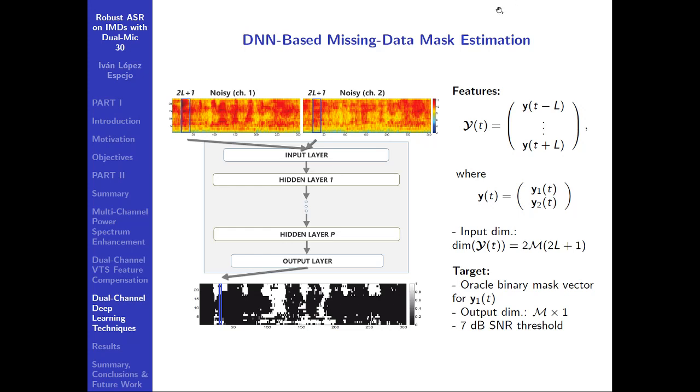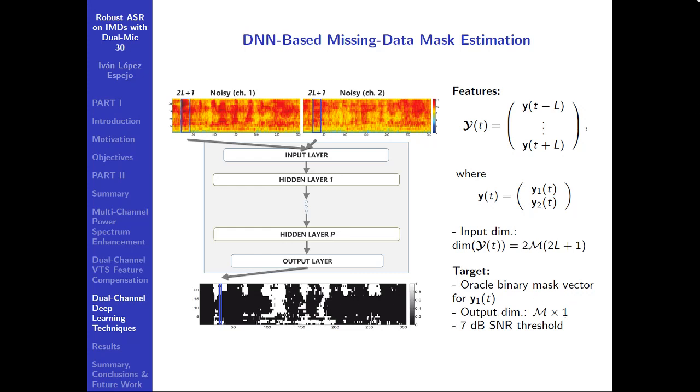And at every time frame t, input features for our DNN consist of the stacked vector comprising the dual channel noisy observation. Moreover, the temporal context is also stacked by using a temporal window the size of which is 2 times L plus 1. Thus, if M is the number of filter bank channels, the dimensionality of the input vector is 2 times M times (2 times L plus 1). In regard to the target, this one is an oracle binary mask vector for the corresponding log-Mel feature vector at the primary channel at time frame t. And in this case, the dimensionality of the output is M.